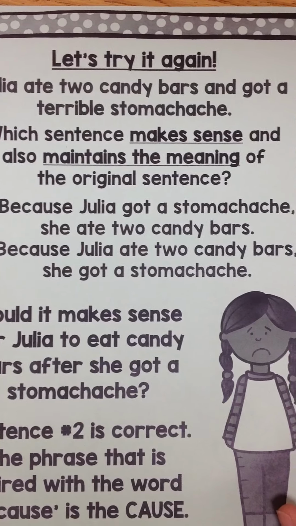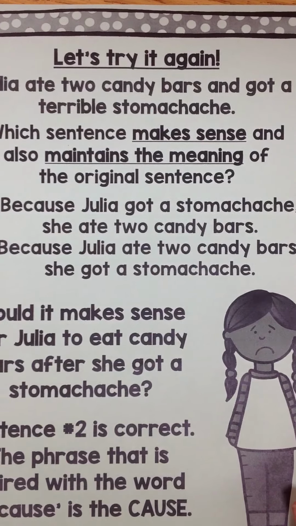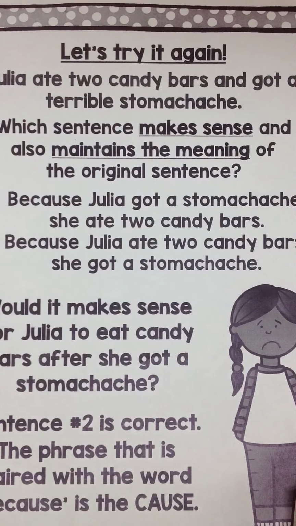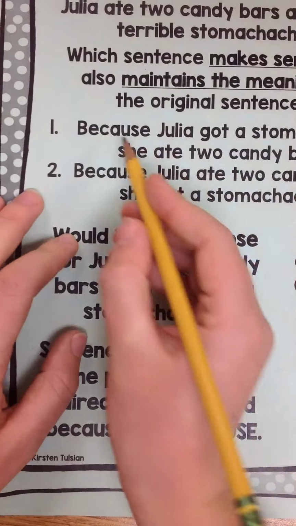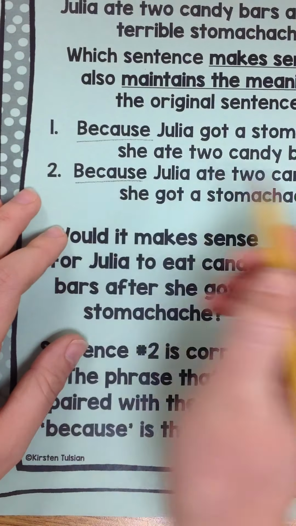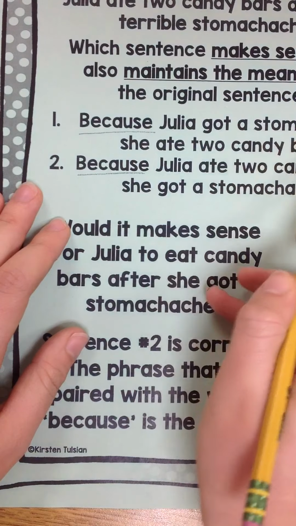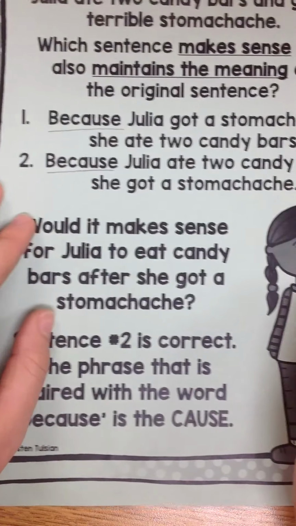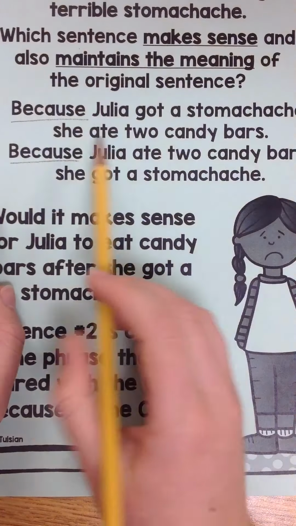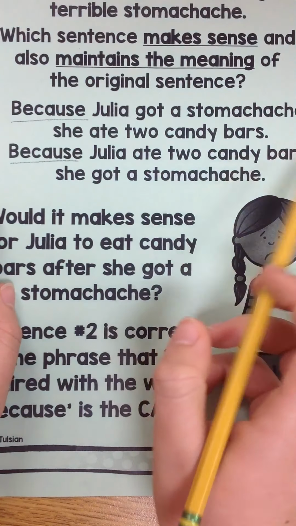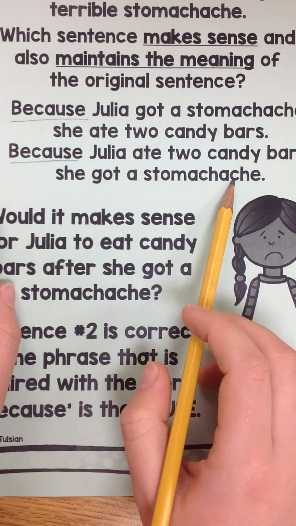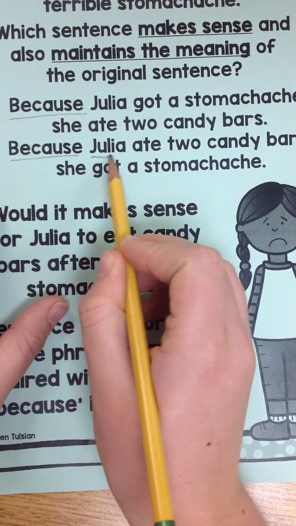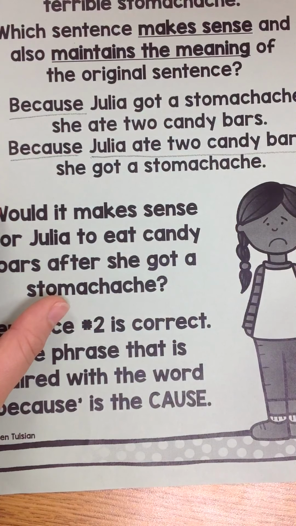Julia ate 2 candy bars and got a terrible stomachache. So which sentence makes sense and maintains the meaning of the original sentence? Is it this because or this because that makes sense for us? Because Julia got a stomachache, she ate 2 candy bars. That doesn't make sense. If she had a stomachache, she's not going to eat candy bars. What about this one? Because Julia ate 2 candy bars, she got a stomachache. Yep, that one makes sense. She got a stomachache from eating the candy bars. So this one is our cause.